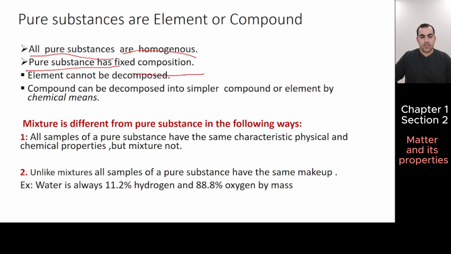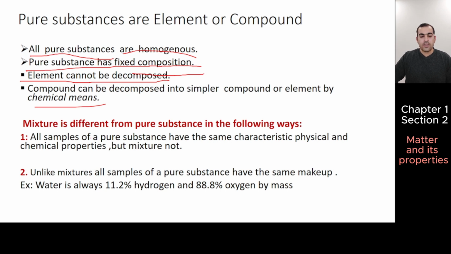Pure substances have fixed composition. I'm going to explain here, their composition is always the same. Elements cannot be decomposed, right? We said compounds can be decomposed into simpler compounds or elements by chemical means, by chemical methods. We said that. So a mixture is different from a pure substance in the following ways.